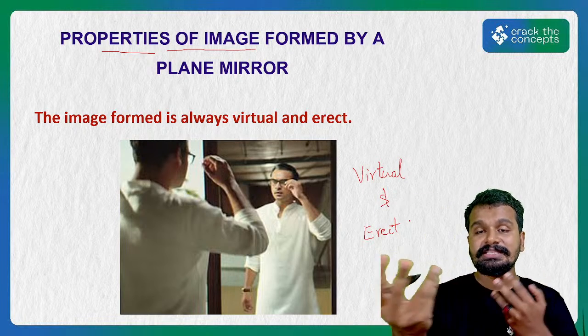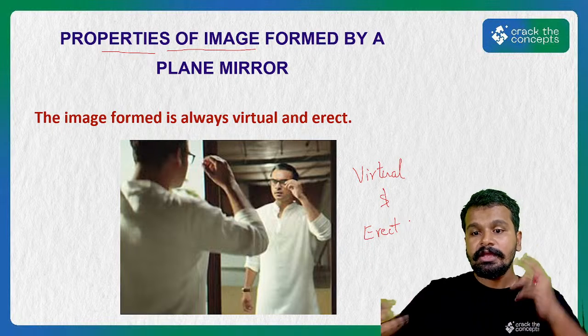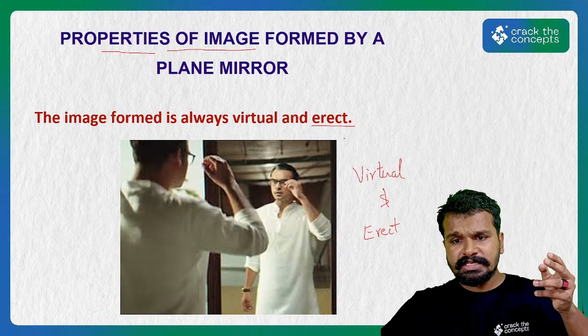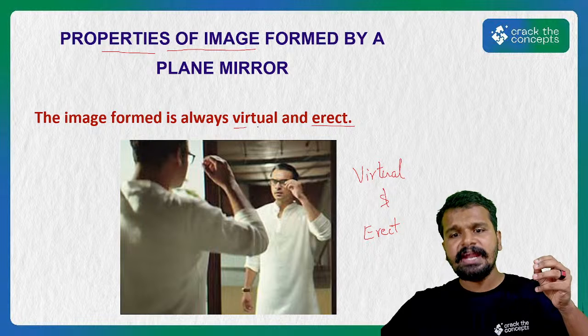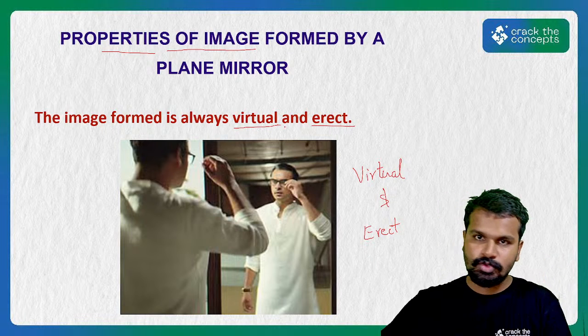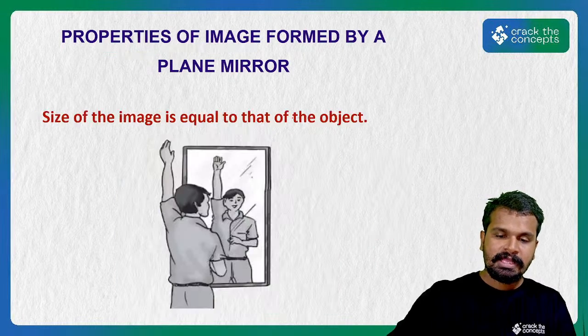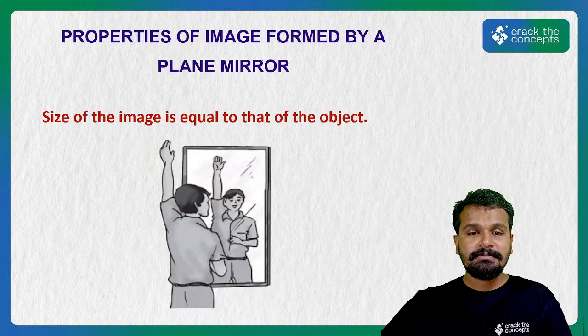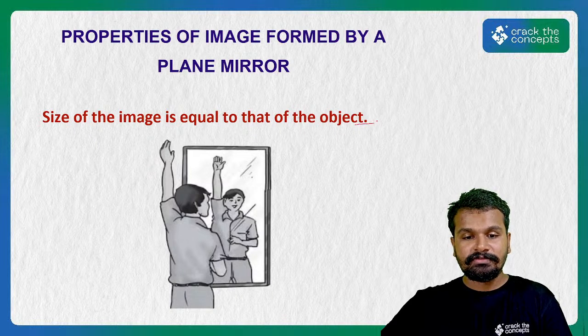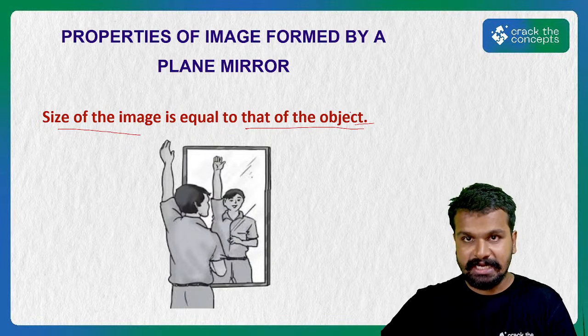His image is not upside down. Am I right? So that is erect, and the image is formed inside the mirror. That's why it is virtual. He cannot obtain his image on a screen. Got it? And next, the size of the image is equal to that of the object. Yes, the size of the image is equal to that of the object.